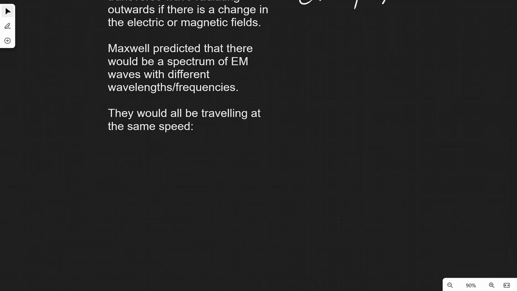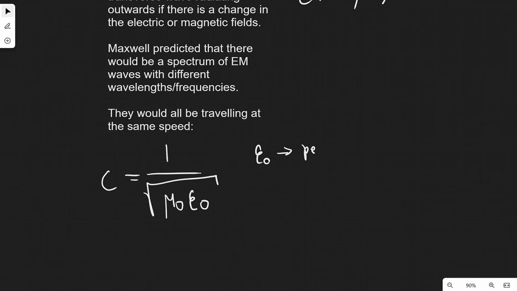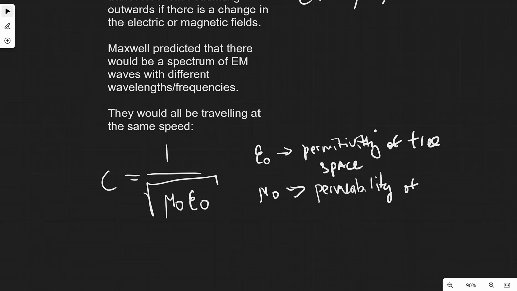And we need to know this equation, that the speed of propagation of those waves in a vacuum is given by 1 over the square root of μ₀ multiplied by ε₀. Now, ε₀ is just the permittivity of free space, and μ₀ is the permeability of free space.